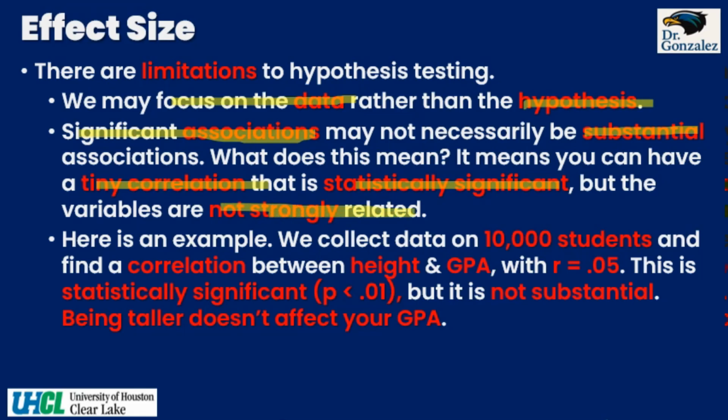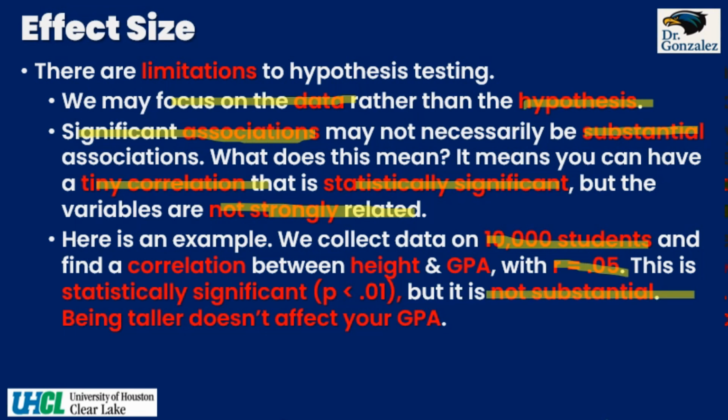Here's an example. If you collect data on 10,000 students, and that's a really big N, researchers really don't get a chance to do research with a sample that big, and that's the problem here. If I collect data on 10,000 people, and I look at their height and their GPA, with r equal to 0.05, that is statistically significant, but it is not substantial.